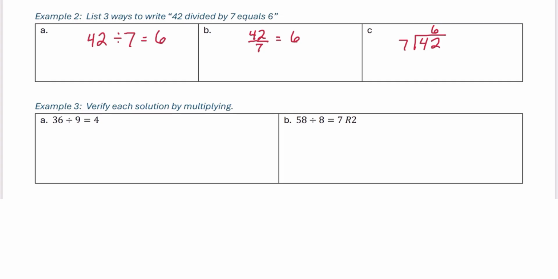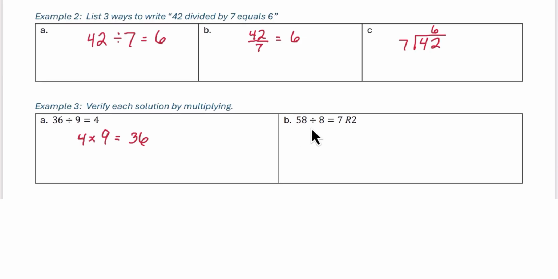The way we check the answer to a division problem is by multiplying the quotient by the divisor and seeing if that is the dividend. So we're going to take the quotient of 4, multiply it by the divisor of 9, and we should get the original 36 back. So we can confirm that we have the correct quotient of 4.